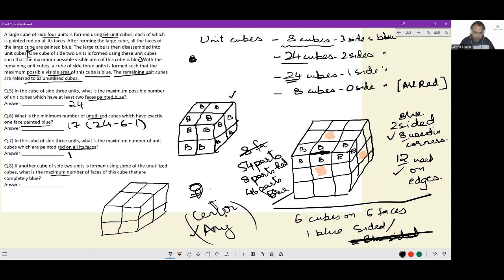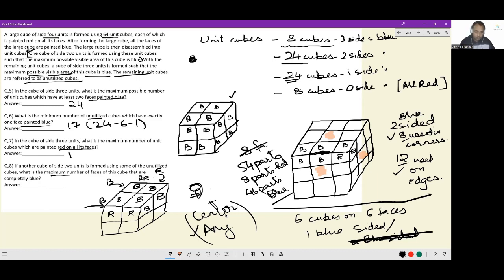I would put them, let's say here. This is blue, this is blue, this is red. I would put them here. This is blue, this is red, and this side would be blue. Similarly, I would put this is blue, this is blue, this is red, and this side is blue. And I would put this is red, and this is blue.